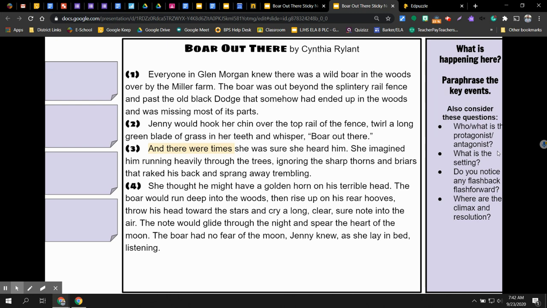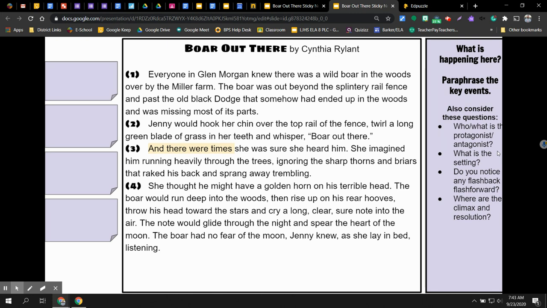So here we go, Boar Out There. Everyone in Glen Morgan knew there was a wild boar in the woods over by the Miller farm. The boar was out beyond the splintery rail fence and past the old black Dodge that somehow had ended up in the woods and was missing most of its parts. Jenny would hook her chin over the top rail of the fence, twirl a long green blade of grass in her teeth, and whisper, "Boar out there." And there were times she was sure she heard him.